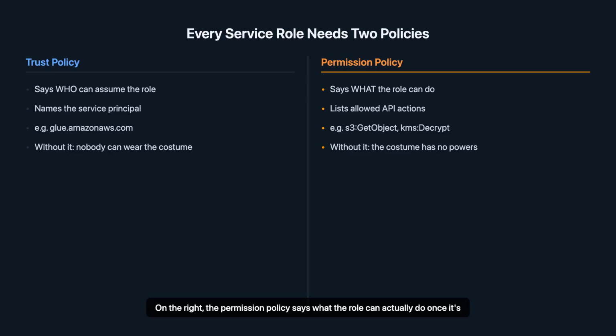On the right, the permission policy says what the role can actually do once it's assumed. It lists the API actions like S3 GetObject or KMS Decrypt. Without permissions, the costume has no powers. The exam will show you a broken role and ask why a job is failing, and the answer is almost always one of these 2 policies.